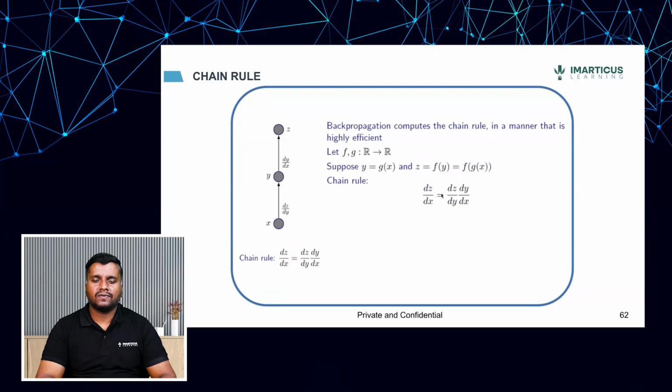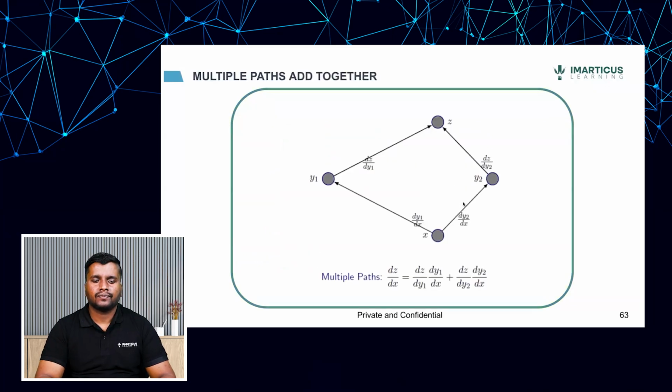So z is a function of y. That's why, in the chain rule of derivatives, z has to be first differentiated with respect to y, and then y has to be differentiated with respect to x. This is how the chain rule of derivatives works, where a direct derivative is not possible due to the dependence, or the composition, of the functions on each other.